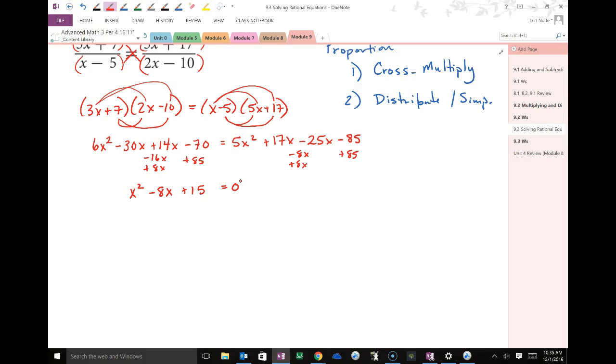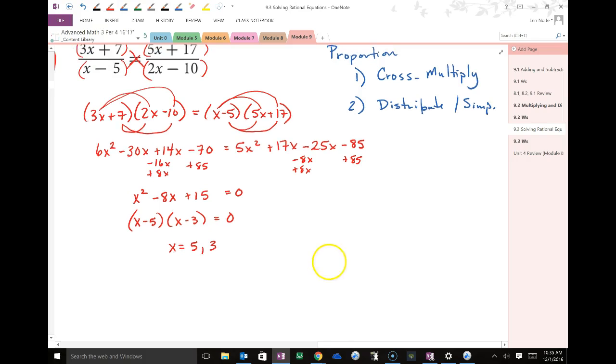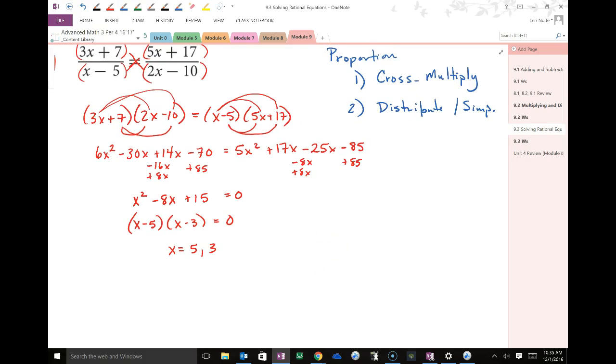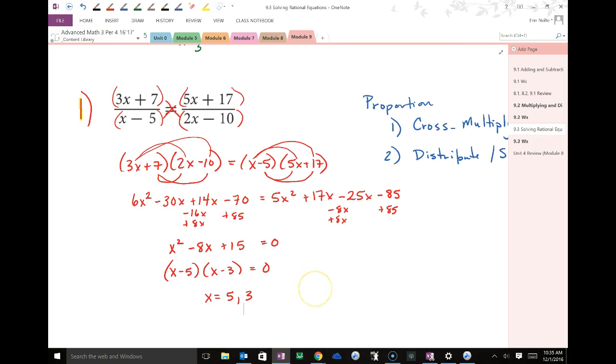What two numbers multiply to 15 and add to negative 8? So negative 5 and negative 3. So what are the two solutions that I end up with? 5 and 3. Now, before I decide that these are in fact solutions, I need to go back to the original one and say, what are the values that x cannot be? Okay, so if you go back and look at the original, I have x minus 5. So what's the value that x cannot be? Did I get 5 as a solution?